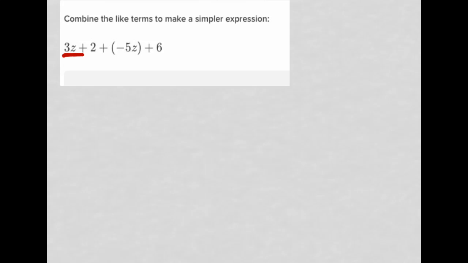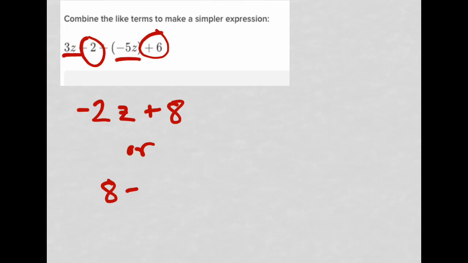I have the 3z and the negative 5z. They're opposite signs. Remember, I'm looking at their coefficients. So negative 5 and a positive 3, if I'm adding and subtracting, that's what I'm doing when I'm combining like terms, adding and subtracting. So here I'd have negative 2z, because they're opposite signs, so I subtract to take the bigger sign. And then 2 and 6, that's 8, and it's positive, plus 8. Or you could write 8 minus 2z. Yeah. Let's keep it going, huh?